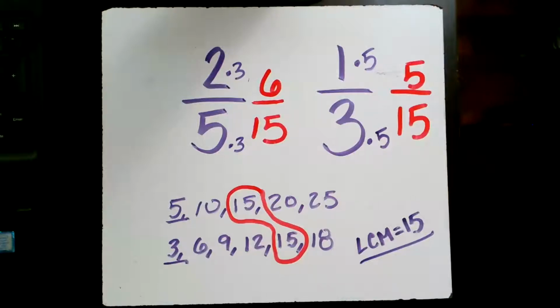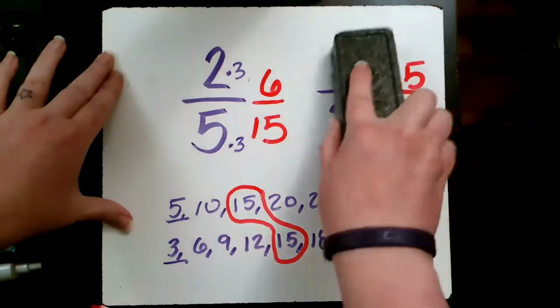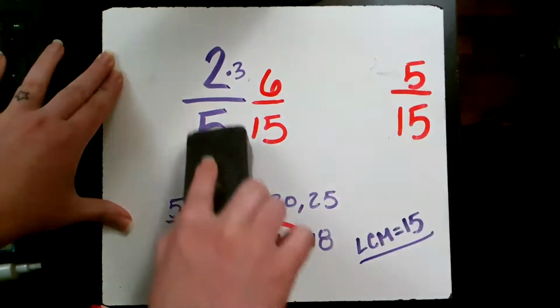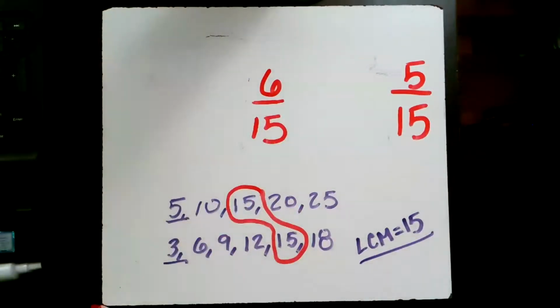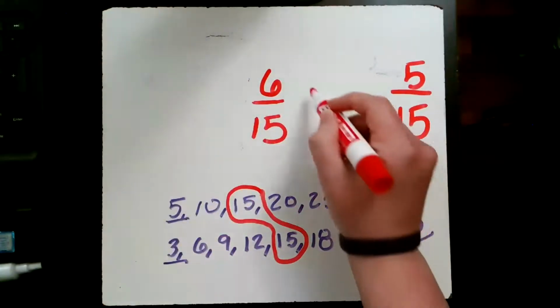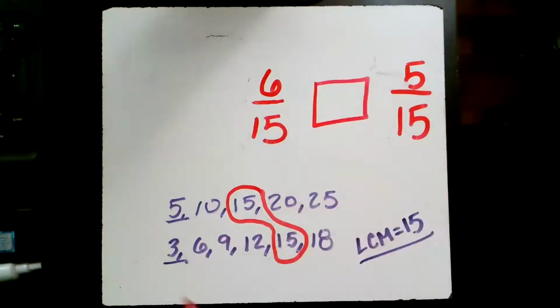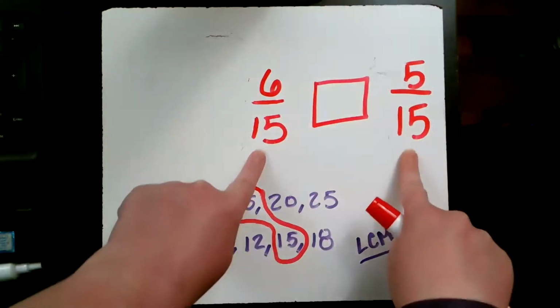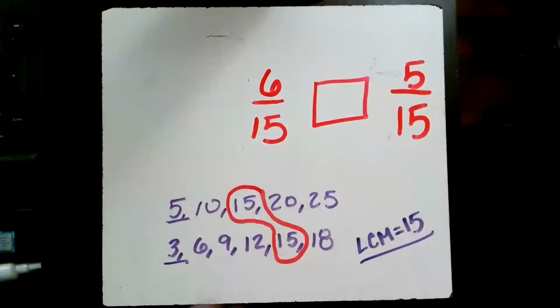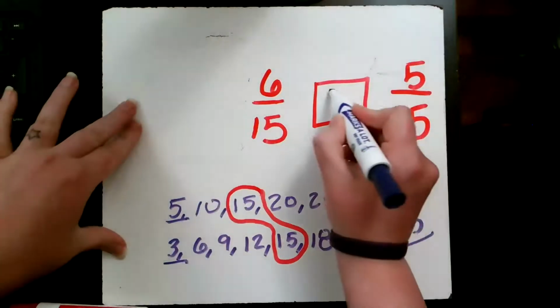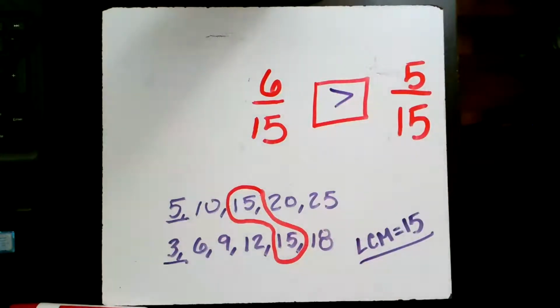So now, what's kind of handy of having a whiteboard, I'm going to erase our original fractions. Okay. Now, looking at these two numbers, it's easier to see. With a common denominator, I can see now that 6/15 is greater than 5/15.